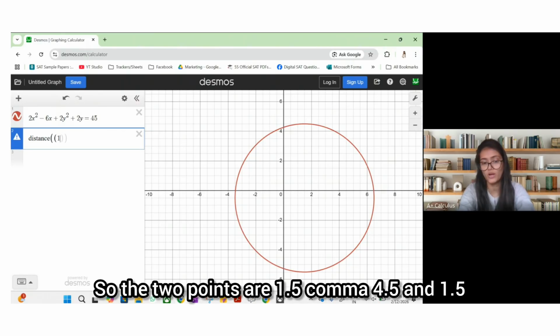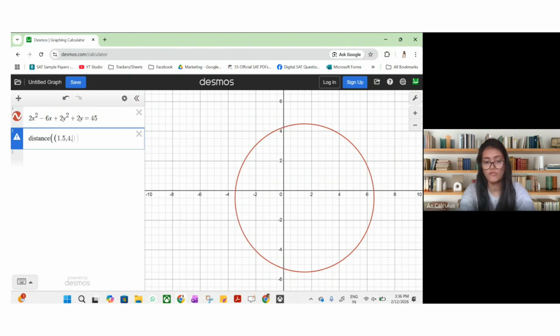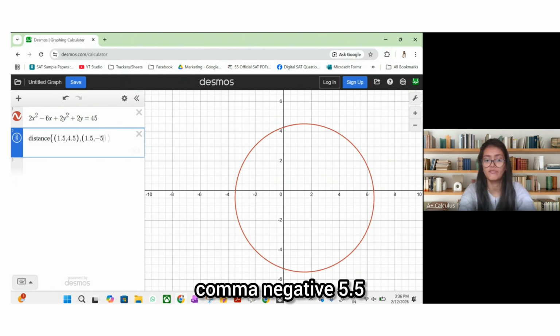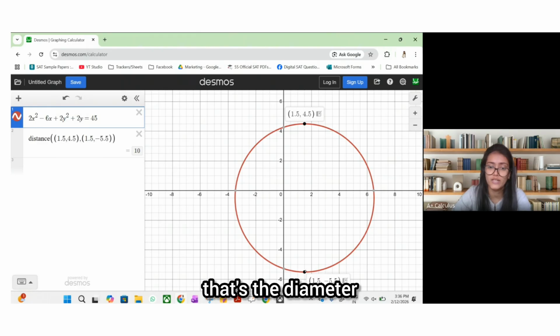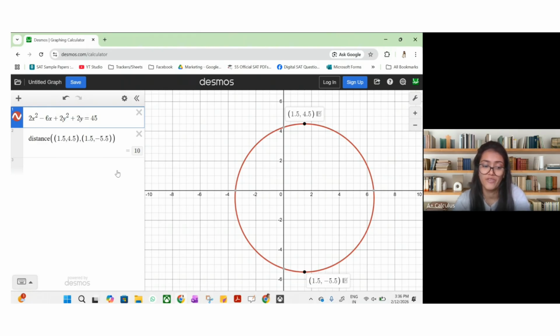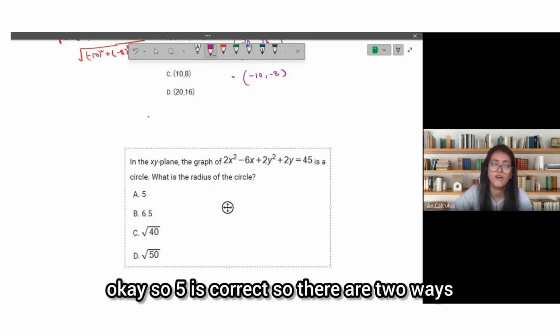So the 2 points are (1.5, 4.5) and (1.5, -5.5). This distance is actually the distance between this point and this point. So that's the diameter, and the radius will be half of that. So radius will be 5. Okay, so 5 is correct.